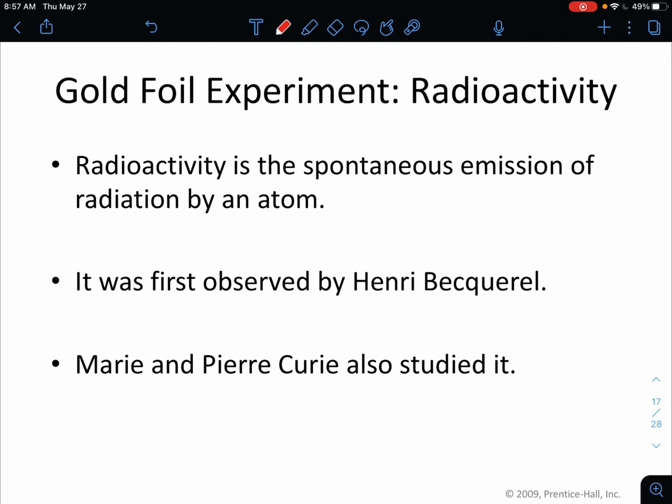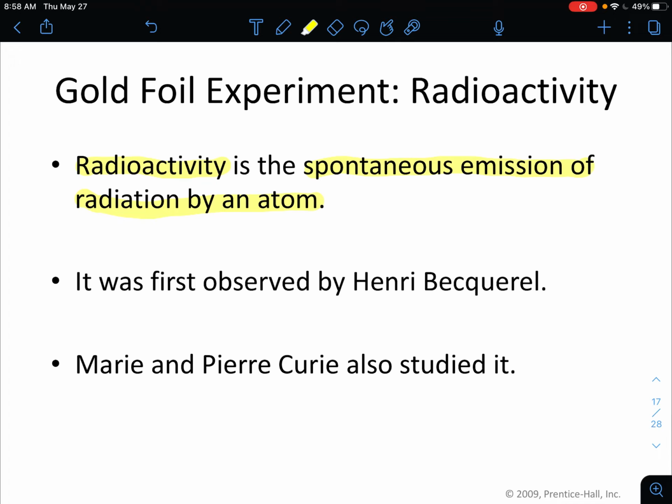So we're going to move on to talk about the gold foil experiment that was conducted by Rutherford. But in order to do that, we need to really briefly talk about radioactivity because Rutherford's going to use a specific alpha particle in his experiment that we want to talk about. So when we talk about radioactivity, it refers to the spontaneous emission of radiation by an atom. Spontaneous doesn't mean anything about how quickly it happens. It means it's something that happens without any outside intervention. So it occurs naturally.